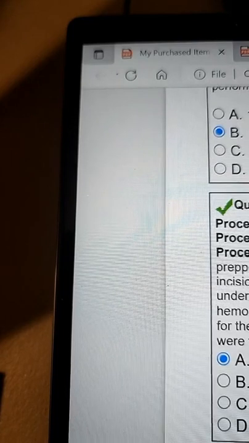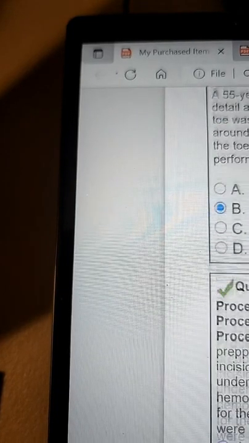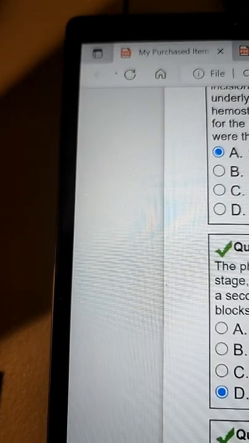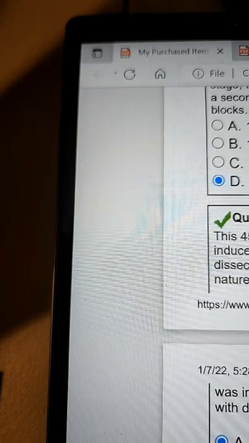Toenail. No. Basal cell. Nope. Oh my gosh, my kids. They're so loud. I don't know if y'all can hear them, but I can. Basal cell carcinoma. That's a Moz.